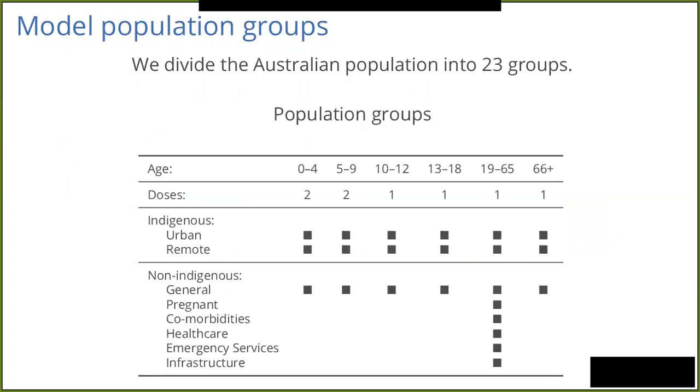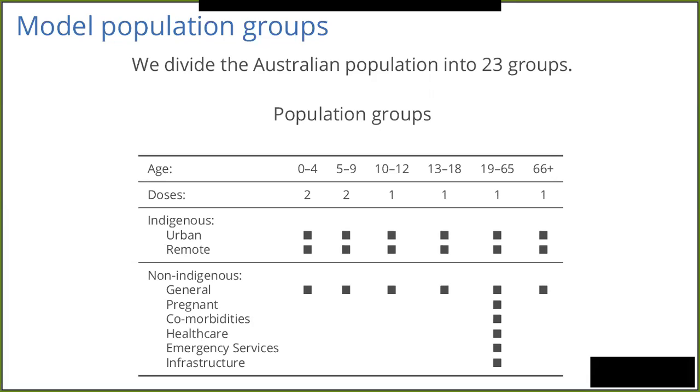Now, we actually divide the Australian population into a number of different groups so that we can give them different behaviours and attributes in this model. They all mix with each other, but they can do so with different intensities, and they can have different risks of developing severe disease. We start with 6 age groups that cover preschool children, primary school children, high school children, working age adults, and the elderly.